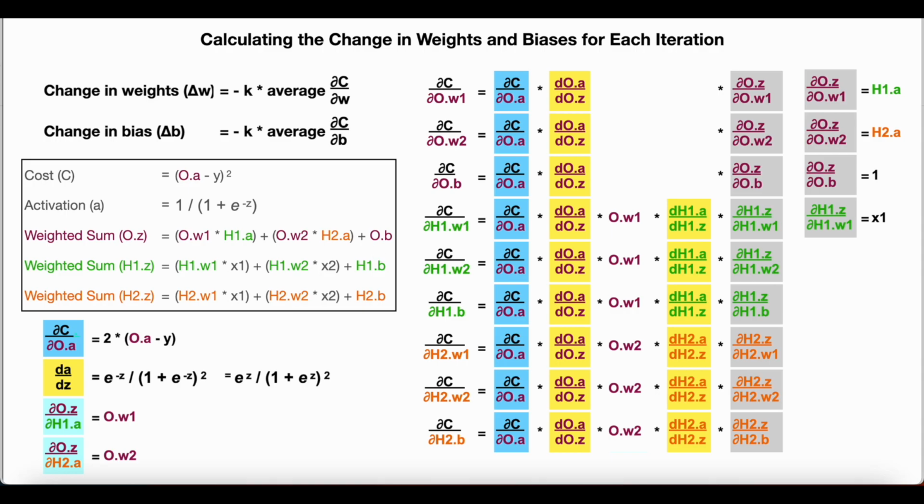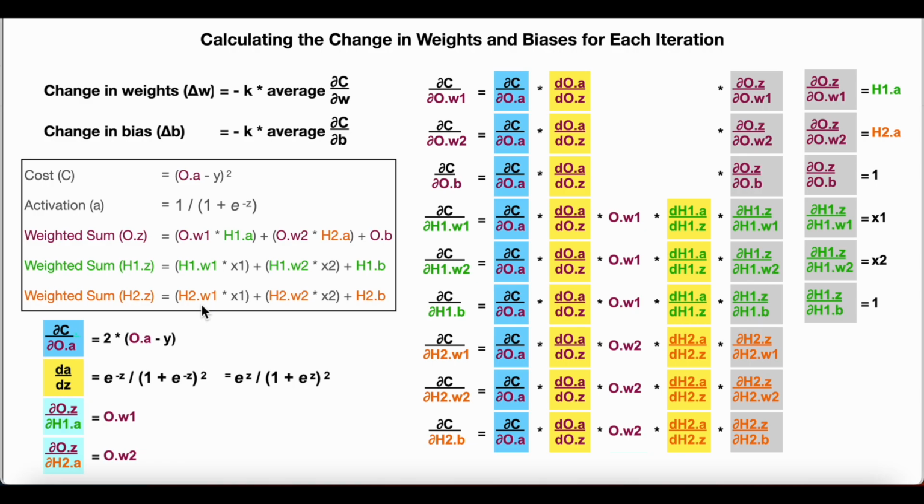If we take the partial derivative of h1.z with respect to h1 weight 1, we get x1. If we take the partial derivative of h1.z with respect to h1 weight 2, we get x2. And if we take it with respect to h1 bias, we get 1. It's going to work pretty much the same for the last formula.